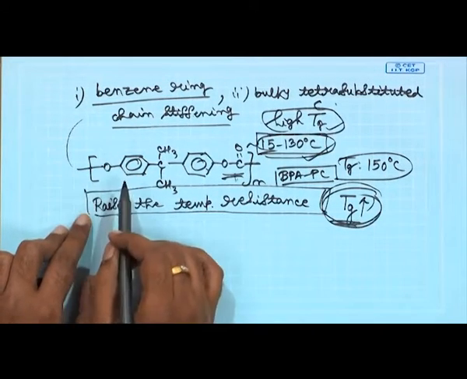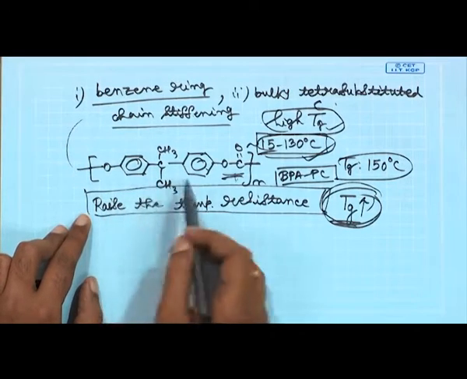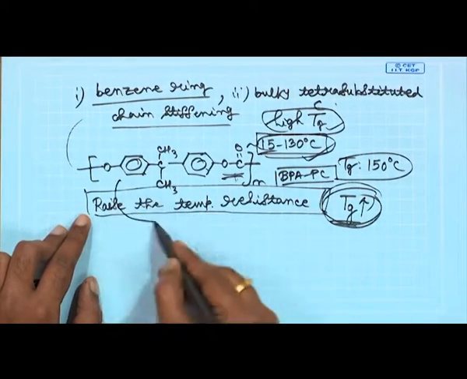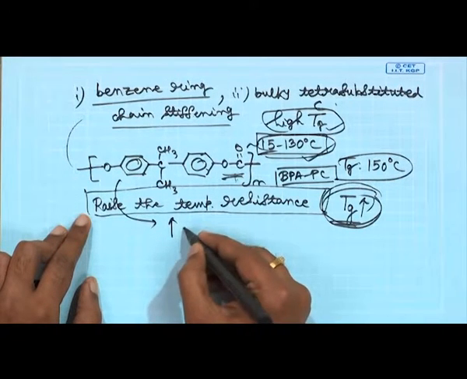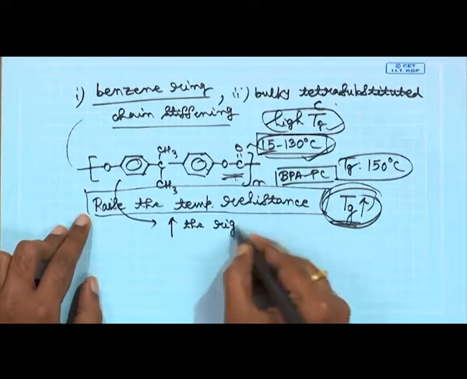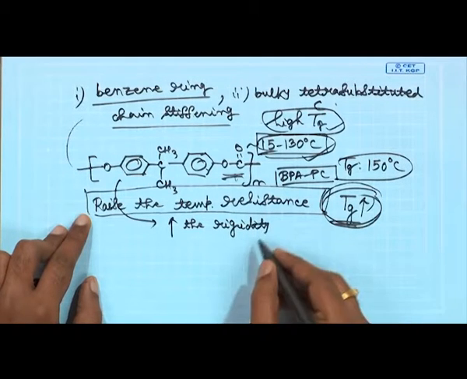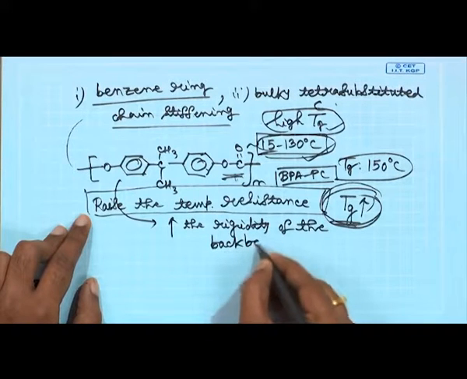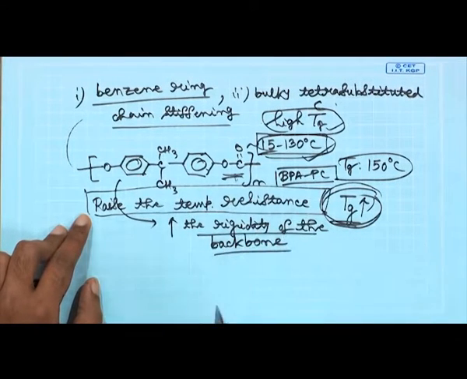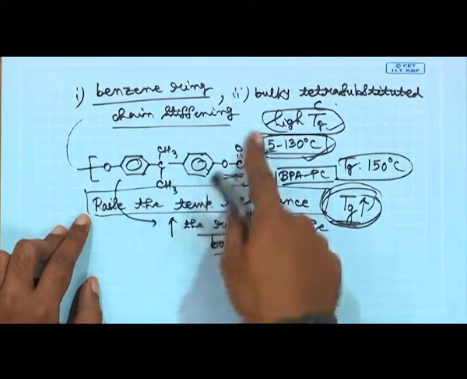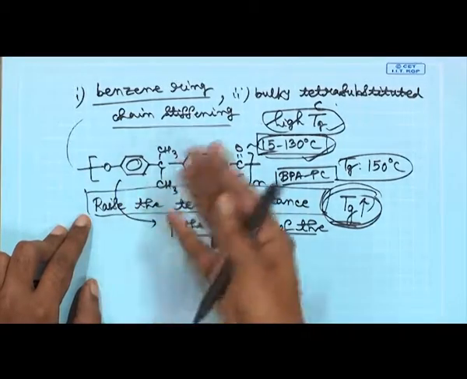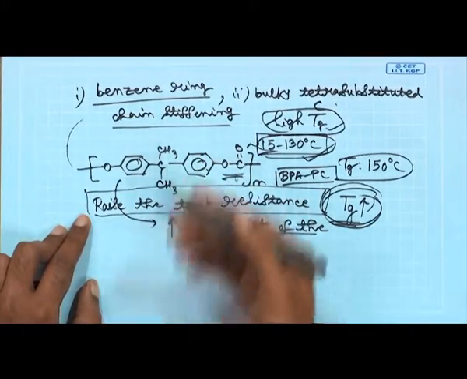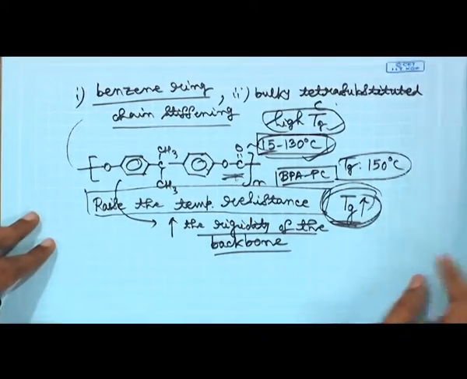So, if you look at the chemistry, how can you increase the glass transition temperature? Simply increase the rigidity of the backbone. You increase the rigidity of the backbone, you increase the glass transition temperature. So, of course, if you have a flexible chain as compared to this kind of rigid chains, that will have a lower glass transition temperature. We have discussed some of these things before. So, how can you then increase the rigidity of the backbone?